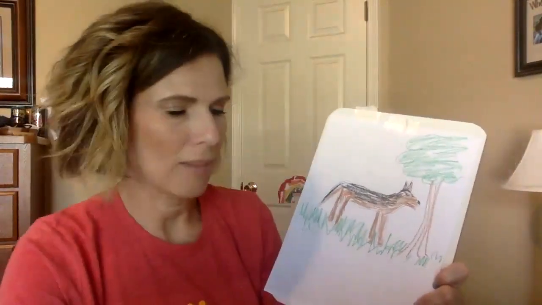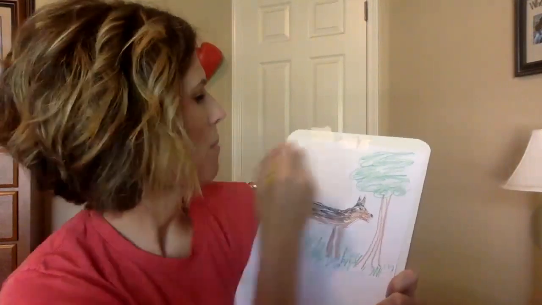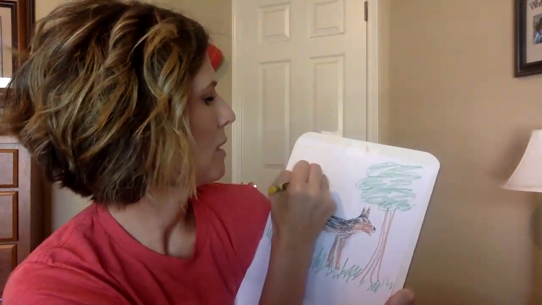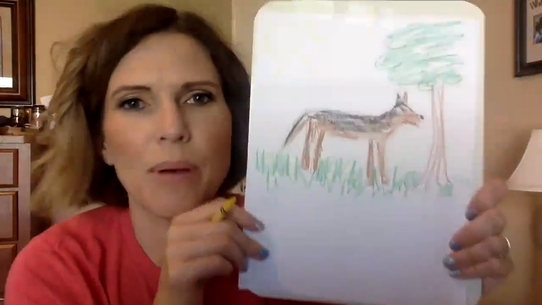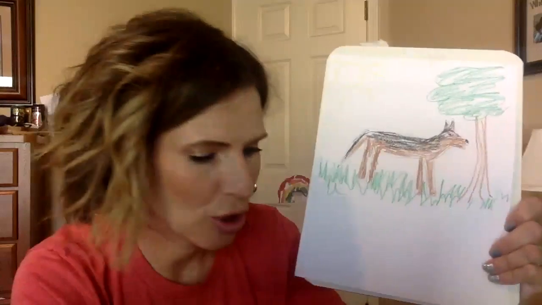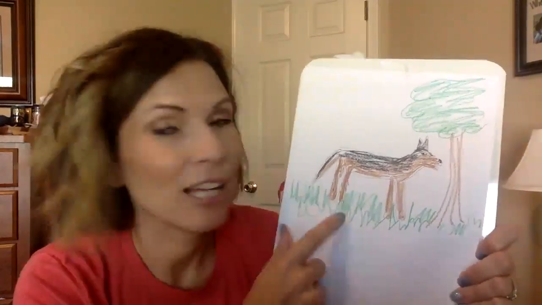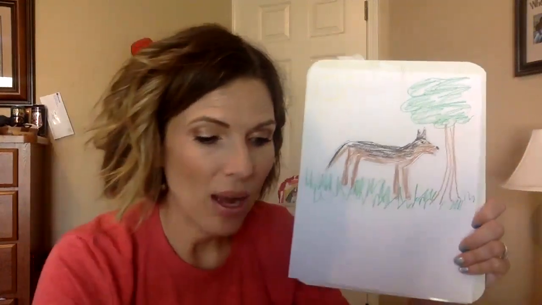You know what? I think I could add more details. I'll put a sun. Okay. So I think about Wyatt and I think of him outside on the grass under the tree. Now, so I thought about what I wanted to draw. I drew my picture of Wyatt. Now I need to write.